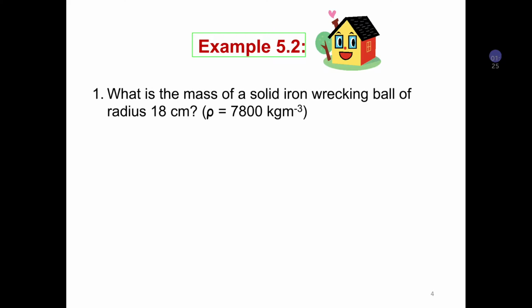Alright, so for example, what is the mass of a solid iron wrecking ball of radius 18 cm? Okay, so they are given the radius of the iron ball, which is 18 centimeter or 0.18 meter. They ask the mass of the solid iron, and they are given the density. So we know that density is mass over volume, so we can find the mass of the solid iron by density times volume.